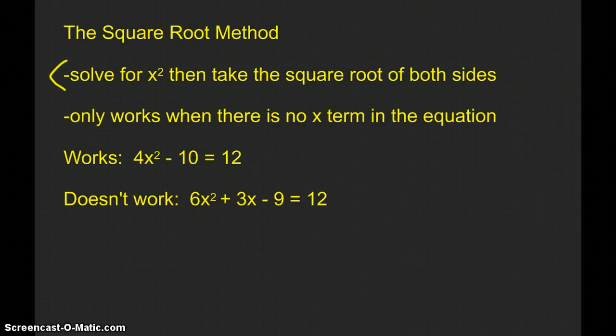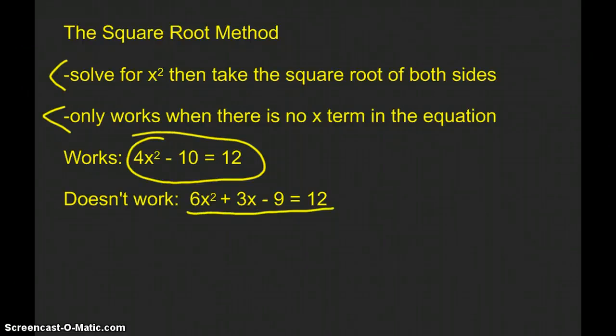However, this method is somewhat limited in that it only works when there is no x term in the equation. What I mean by that is we can use the square root method to solve this one because I have just an x squared term and no x term in the equation. I can solve that by getting rid of the minus 10, getting rid of the times 4, and taking the square root. However, the square root method doesn't work for this equation because of that x term.